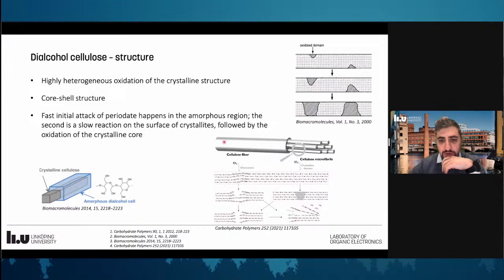And there is also a nice recent review paper that reviews all of these proposed mechanisms, where the peroxide basically starts its initial attack of the fiber at the amorphous region of cellulose, and after that this is followed by reaction at the surface of the cellulose, then again followed by penetration of the peroxide and progression of the reaction inside the crystalline core.